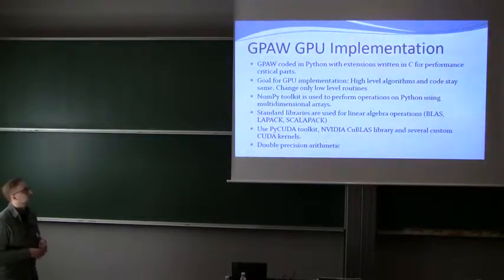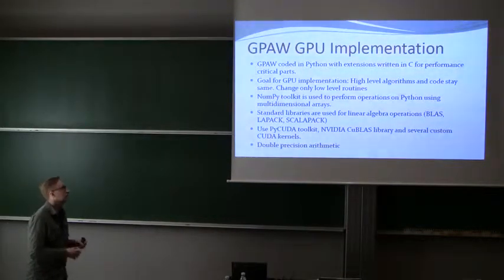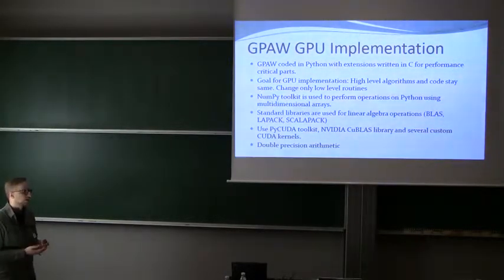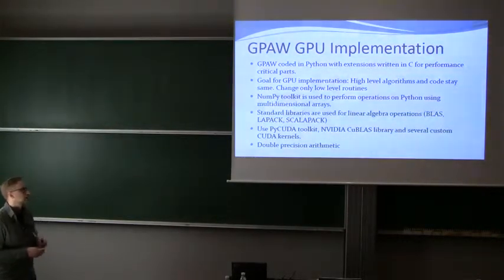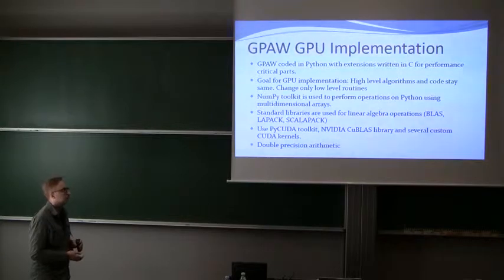For example, GPAW uses the NumPy toolkit for numerical operations, and in the GPU version we use the PyCUDA toolkit, which includes a GPUArray module that can be used to replace the ndarray module in NumPy. We have also replaced the BLAS calls with CUBLAS calls, and we have written several custom CUDA kernels to speed up the calculations. All of this is done using double precision arithmetic.